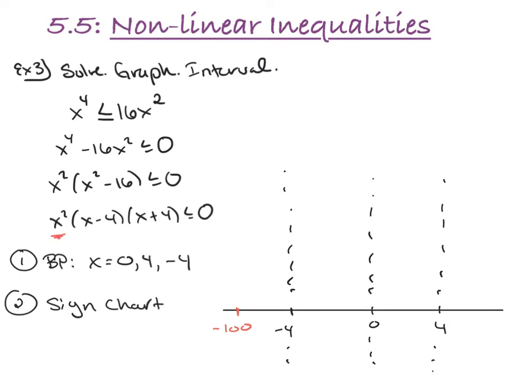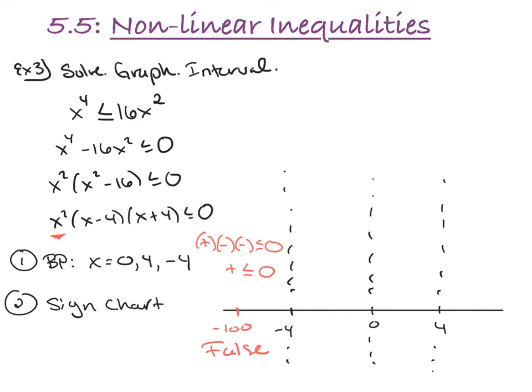Notice x squared, when we plug any number in for x, we're always going to have a positive for the x squared. Negative 100 minus 4 is certainly negative. Negative 100 plus 4 is also negative, and we want this to be less than or equal to 0. But a positive times a negative is a positive number. That is not less than or equal to 0, so we have false for our first column.